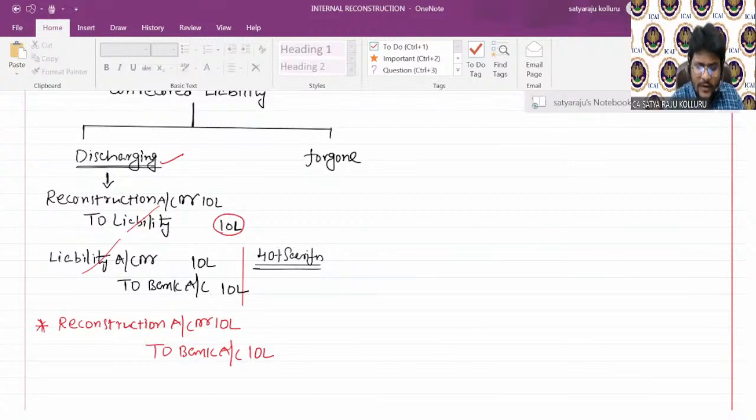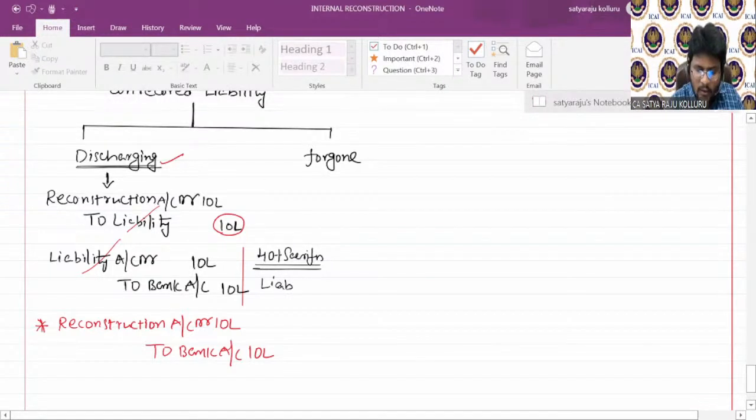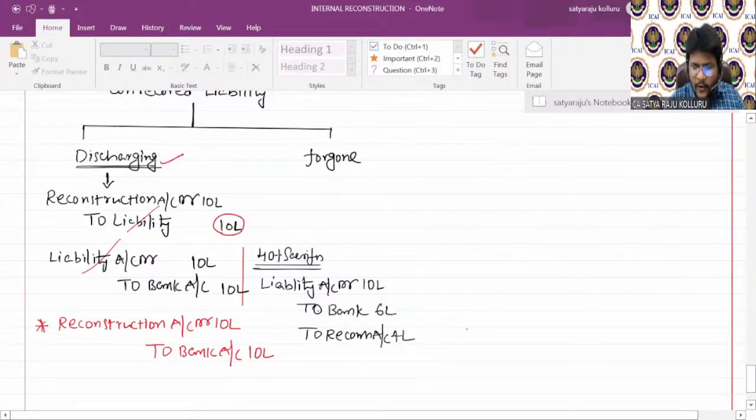Then what is the impact? The first entry is reconstruction to liability, 10 lakhs. First you recorded it. Now at the time of making payment, concentrate. Liability account debit, entire 10 lakhs. Out of this, 60% you paid to bank, 6 lakhs. The remaining 4 lakhs you transfer to the reconstruction account. Now if you observe, liability 10 lakhs credit, liability 10 lakhs debit, so the liability account is gone. Under the reconstruction account, a debit of 10 lakhs exists and a credit of 4 lakhs exists, so to that extent one nullifies the other.